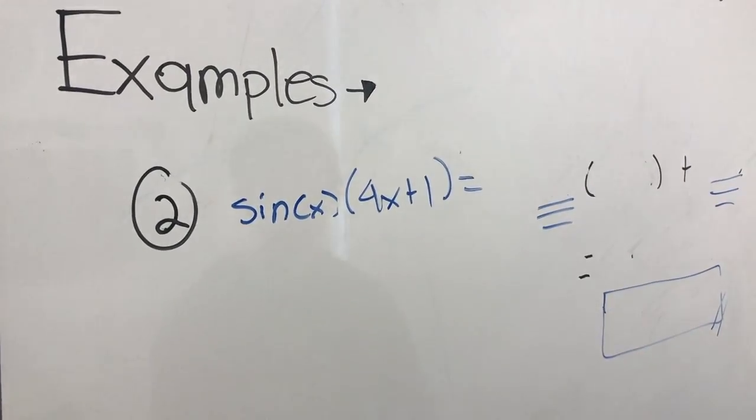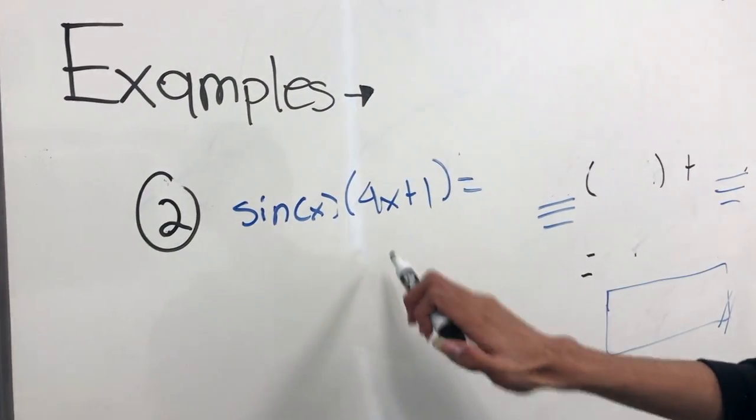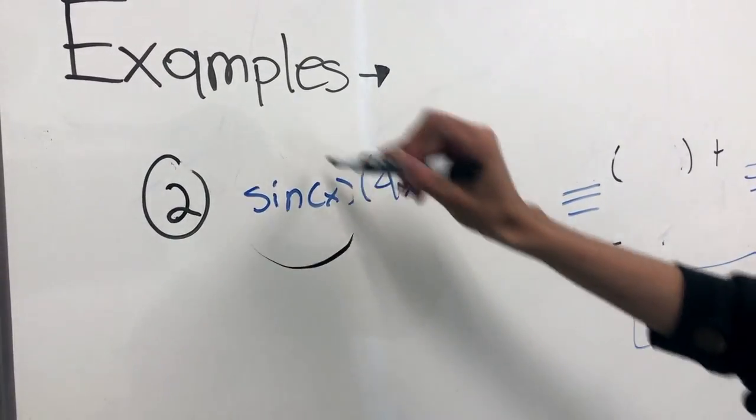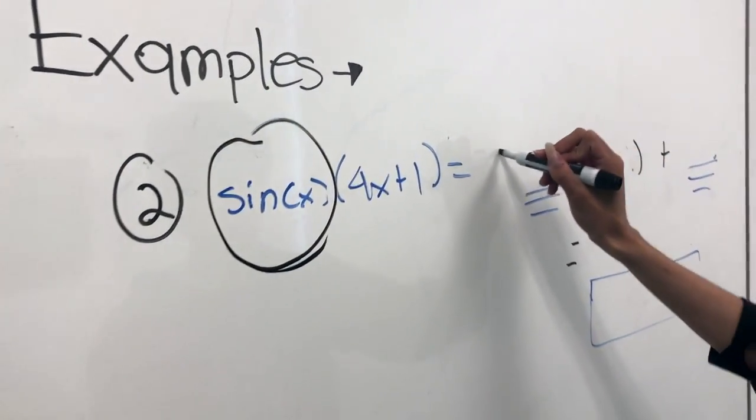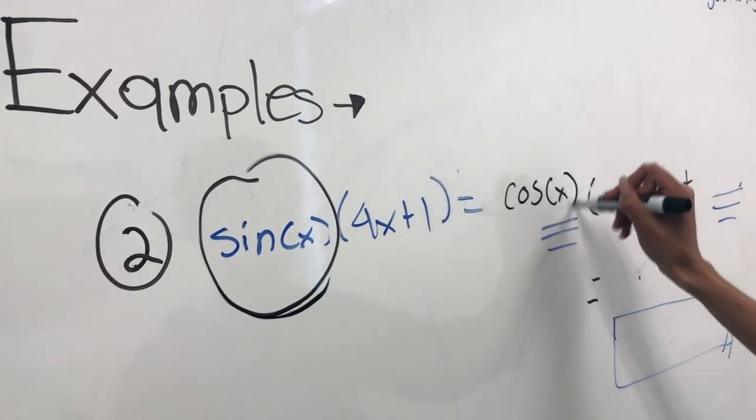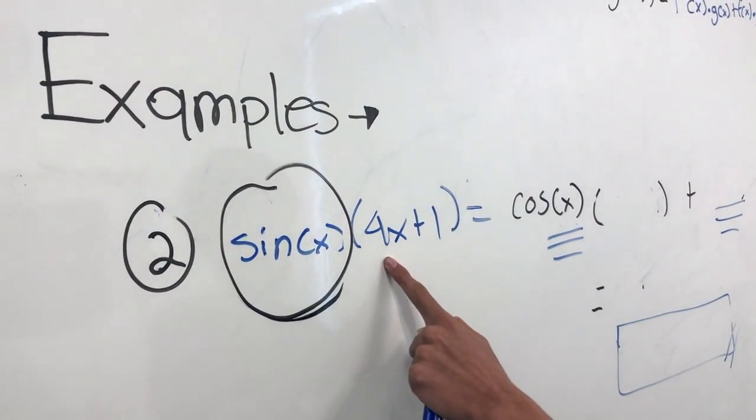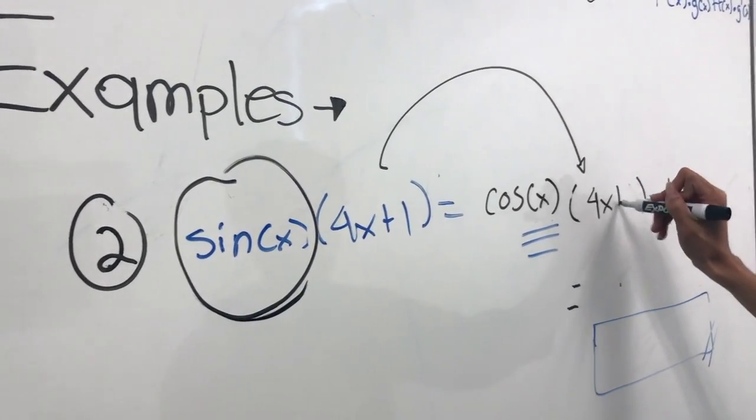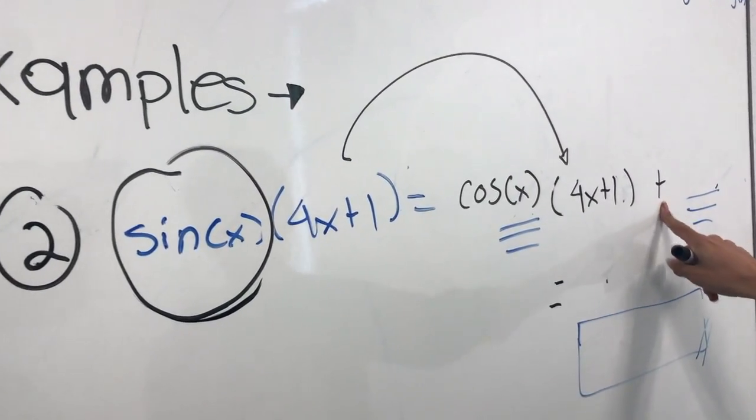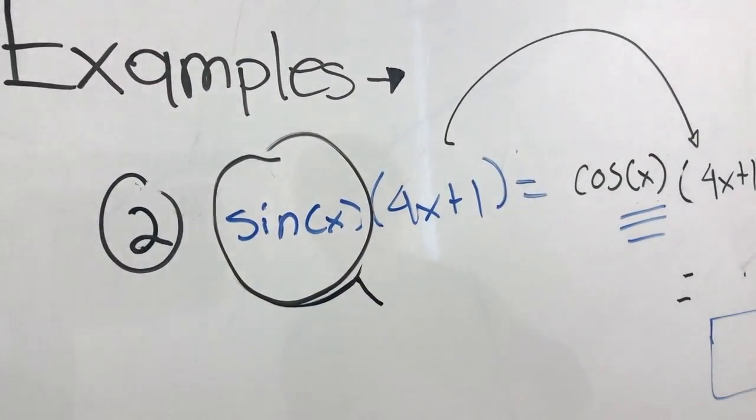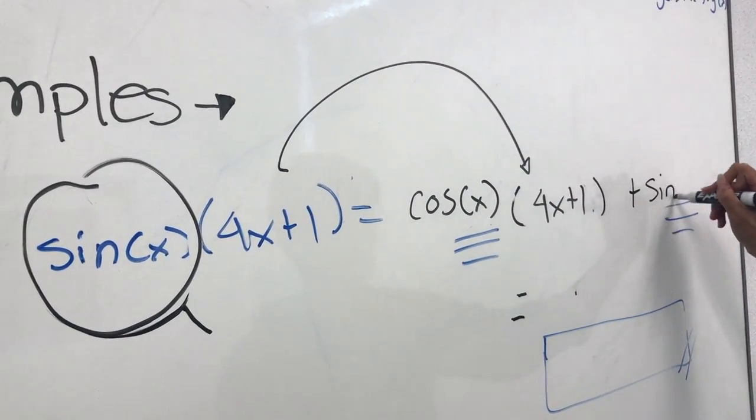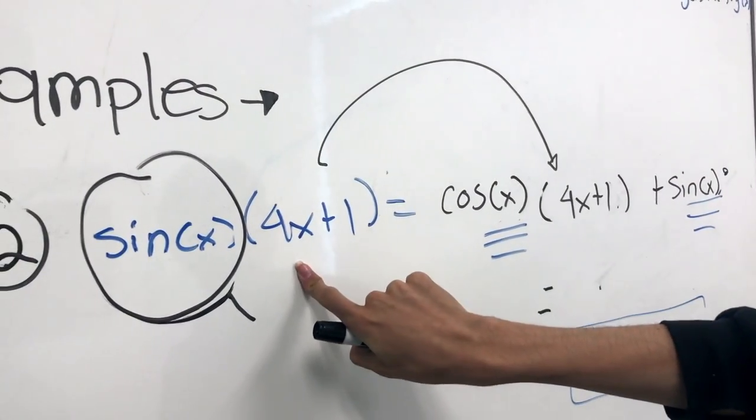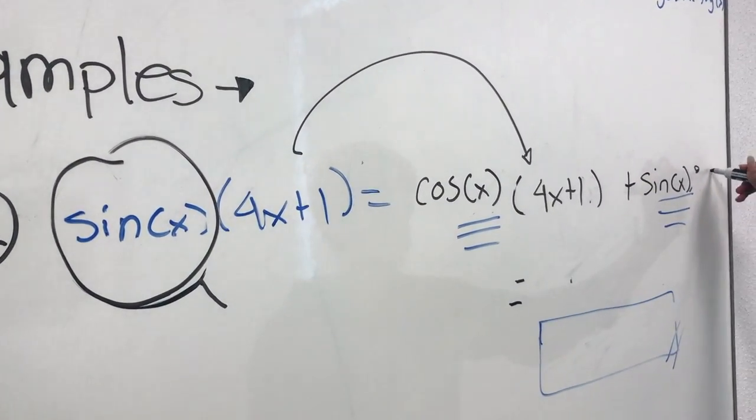Here is another example. We have sine of x multiplying 4x plus 1. We want to get the derivative first of sine of x, which is cosine of x, times the non-derivative, so we pass this as it is, 4x plus 1, plus the non-derivative, so sine x goes here, times the derivative of the second one, which would be 4.